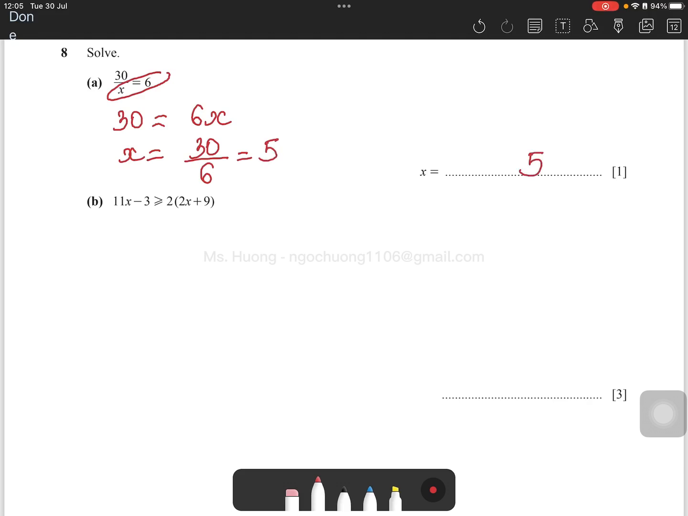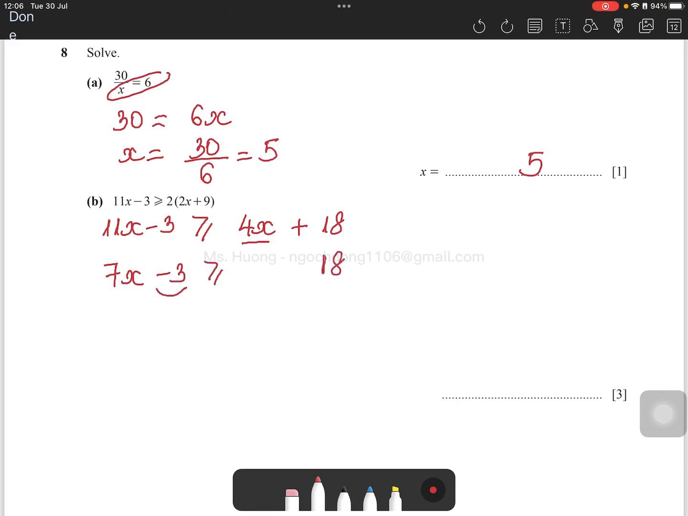B. Solve this inequality. First, I will keep the left-hand side and I will expand the brackets on the right-hand side. 2 times 2x is 4x. 2 times 9 is 18. Now I will subtract 4x from both sides. 11x minus 4x is 7x. And I will keep the others.